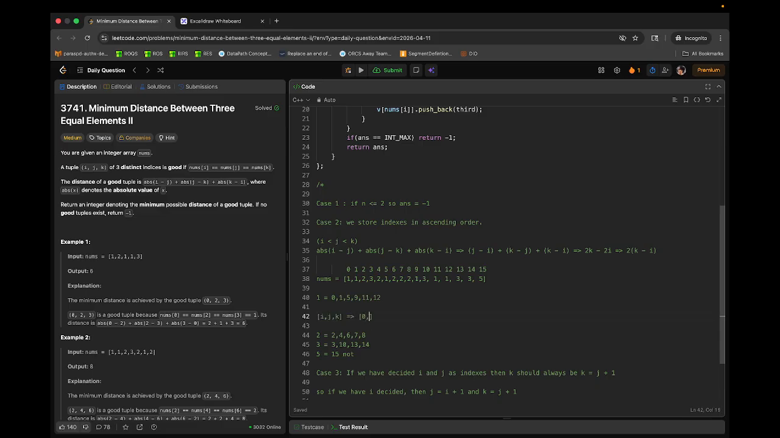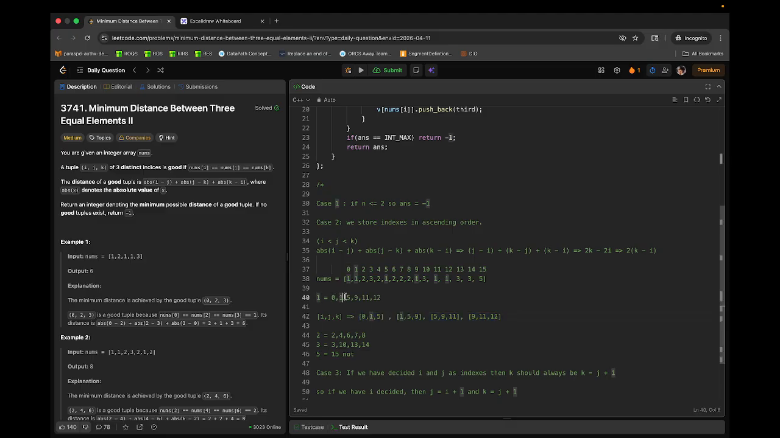So i, j, k will be 0, 1, 5, or if we start I from this position, it can be 1, 5, 9. If we start from this position, it will be 5, 9, 11. If we start I from this position, it will be 9, 11, and 12. So these are different possible values of I.